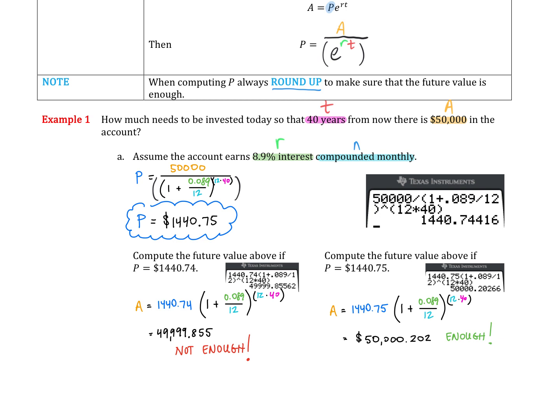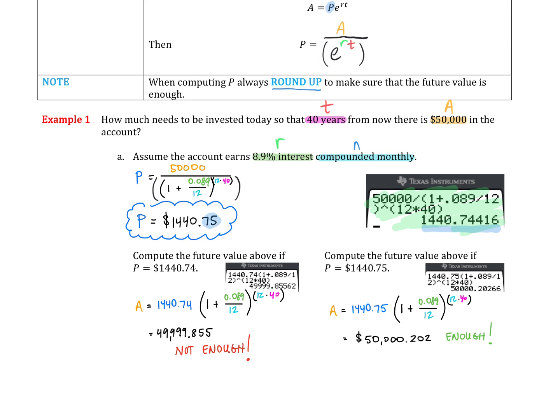Now, over to the right here, you can see what your calculator should tell you. So your calculator should tell you 1440.74416, okay? But remember, we round up, so our answer is going to be $1,440.75, all right?